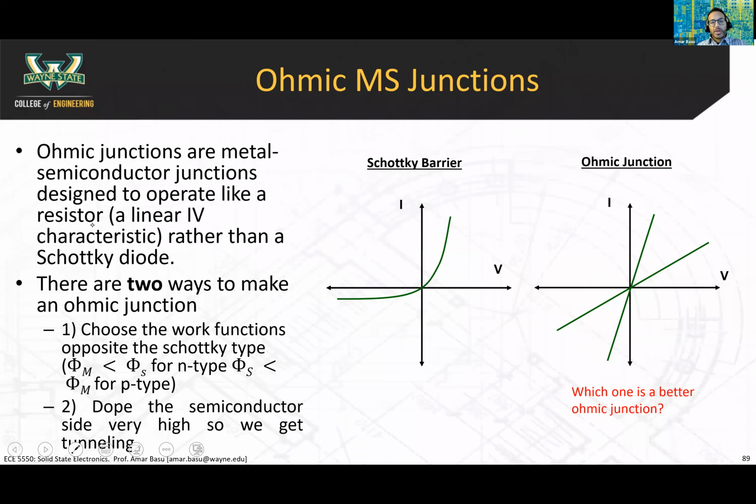And those are the ohmic junctions. So ohmic junctions are metal semiconductor junctions that are designed to operate like a resistor and have a linear IV characteristic rather than a diode-like characteristic. All right, so this is what an IV characteristic looks like for a diode. We've seen that before, obviously. Small negative current and an exponential increase in current when you're at forward bias. With an ohmic junction, there's a linear IV characteristic.